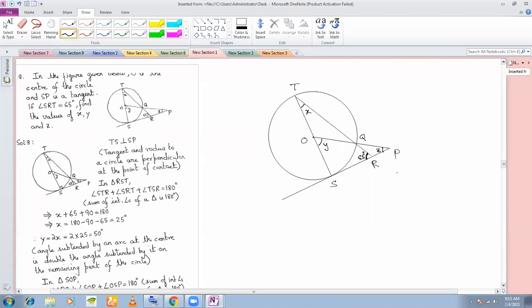Now, first of all, what you must realize is that OS and SP are perpendicular because radius and tangent are perpendicular at the point of contact. So this angle clearly is 90 degrees. Now, once we have got this angle as 90 degrees, we are going to consider this triangle.